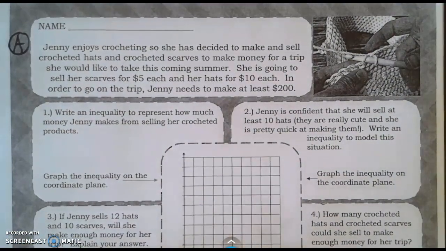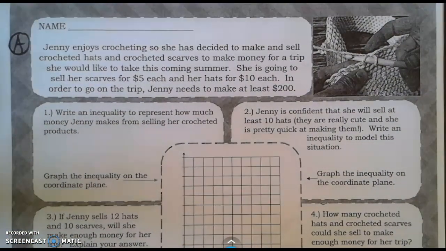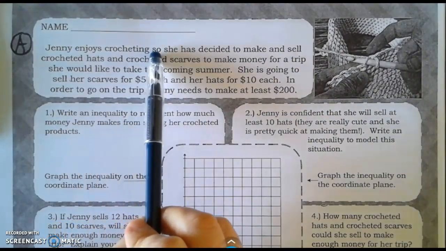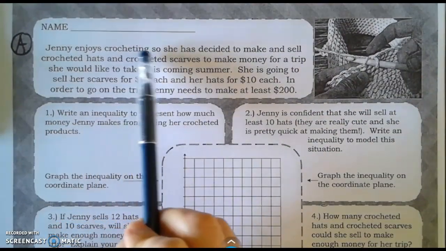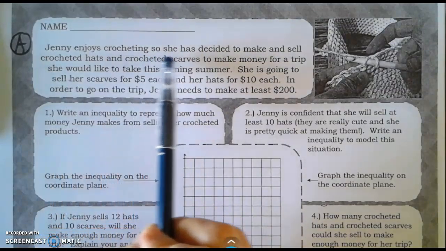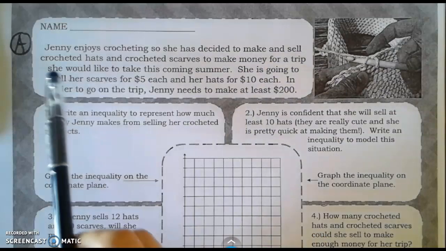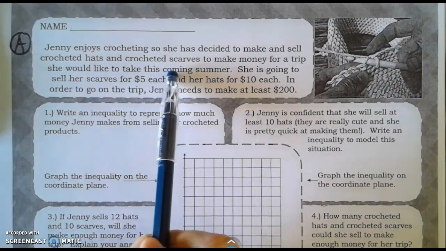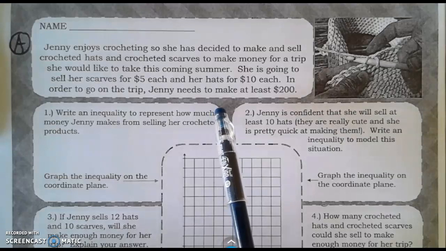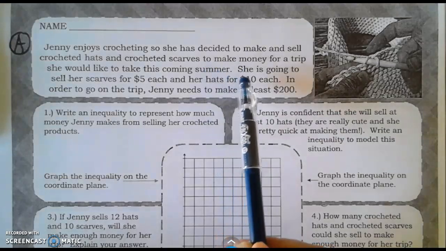What is this problem about? This first problem is about Jenny making some hats and scarves. Let's read this. Jenny enjoys crocheting. Crocheting is like knitting. So she has decided to make and sell crocheted hats and crocheted scarves to make money for a trip she would like to take this coming summer. So she's hoping to take some trips this summer and she's trying to make some money.